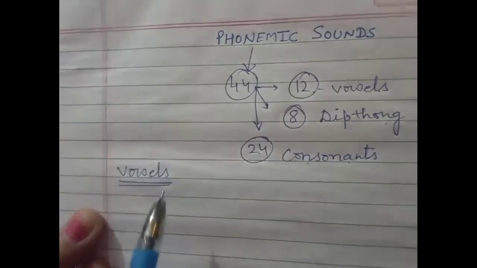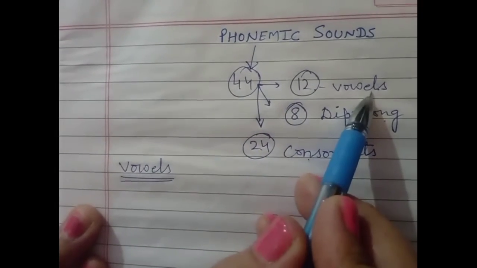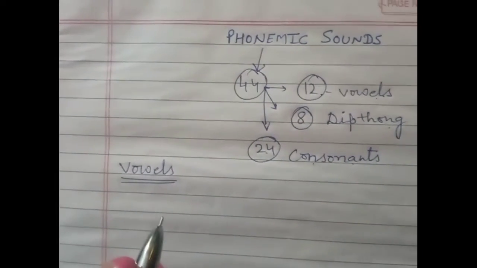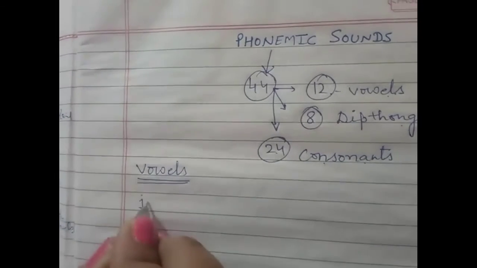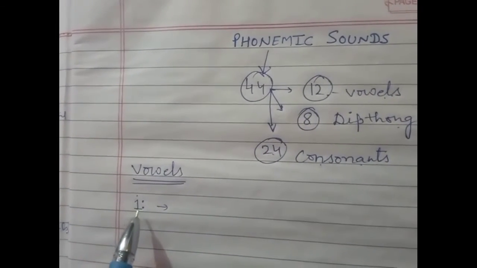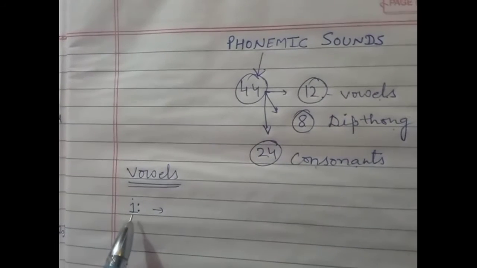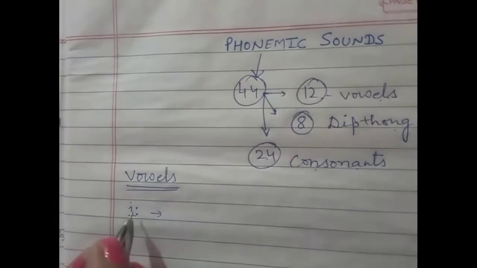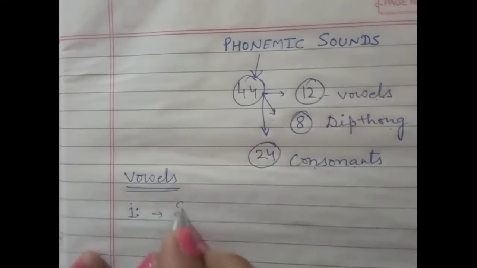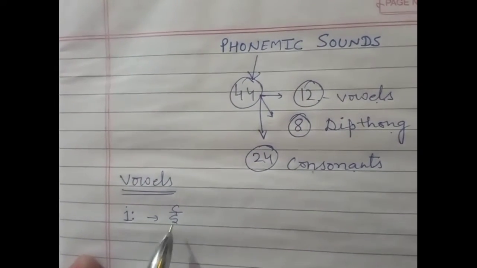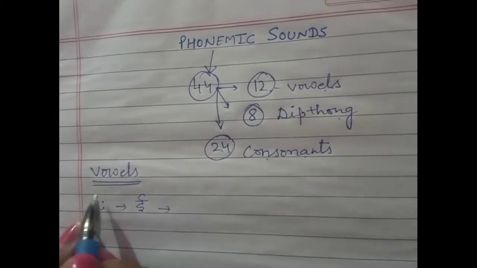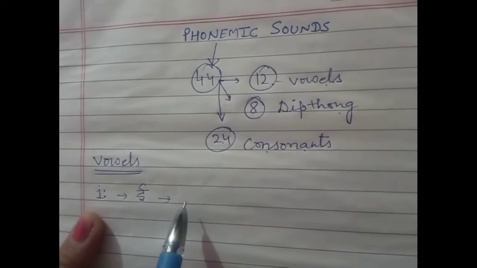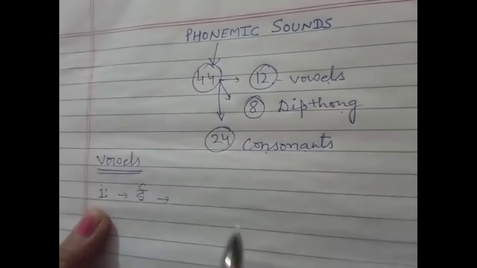Vowels, is it clear? These are the 12 vowels in phonemic sounds. And the first one is this. This is the long sound, and in Hindi language the symbol stands for badi e. This is the long sound and Hindi badi e. And when we use this vowel in a word, the pronunciation of this word will go in the long sound.